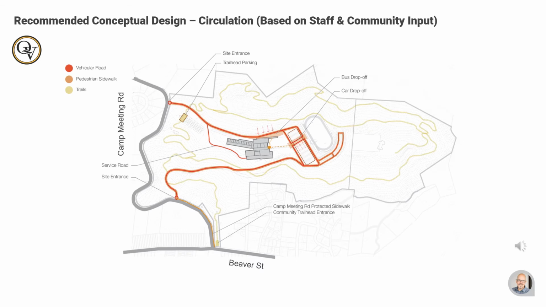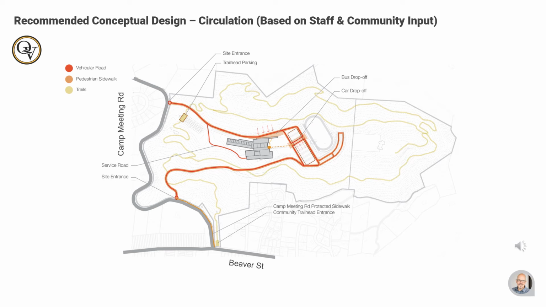As John spoke to earlier, the circulation on this site is really going to be key. This diagram has Beaver Street along the south, Camp Meeting Road moving up the hill along the west. The vehicular circulation is shown here in red, with proposed pedestrian and bike sidewalks coming up along Camp Meeting Road and the lower access road to the site.